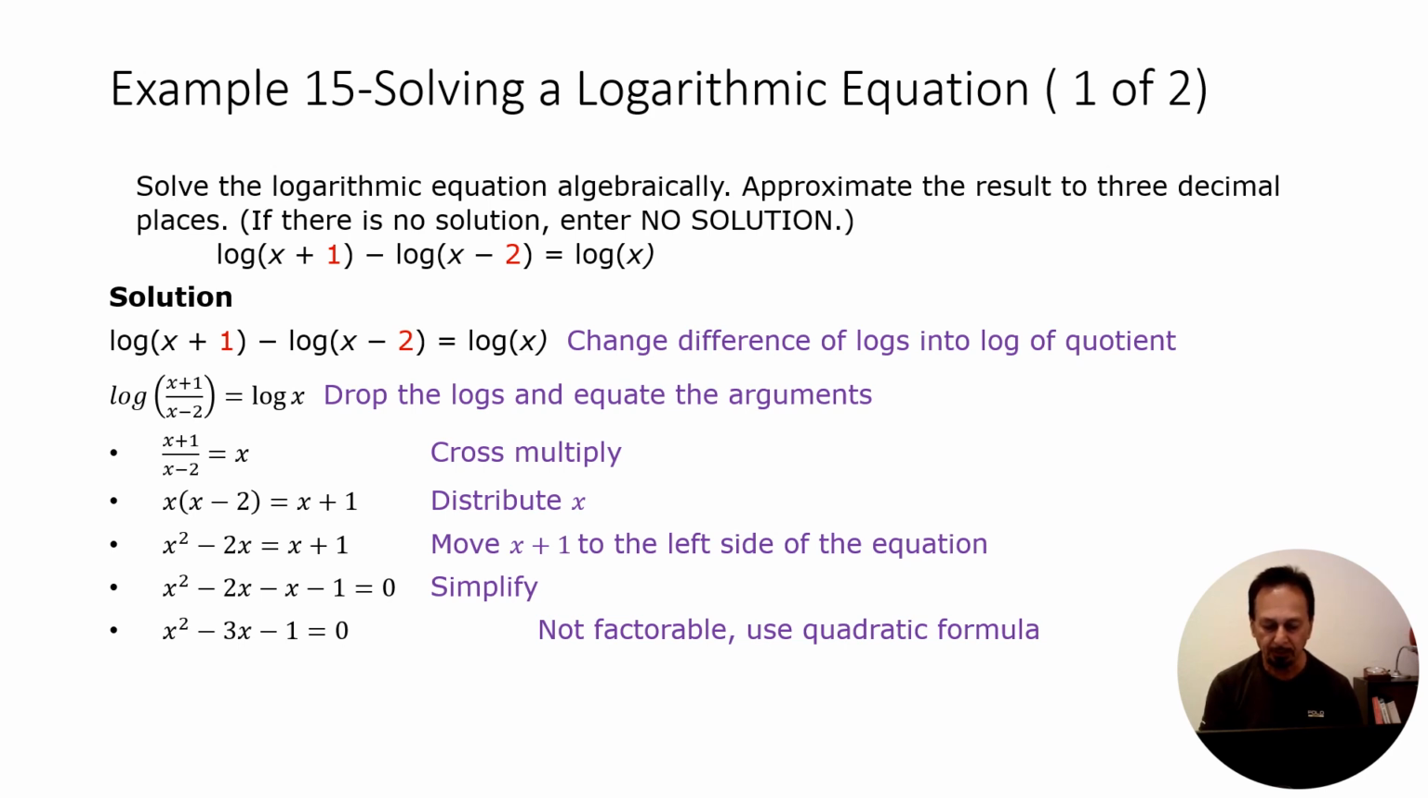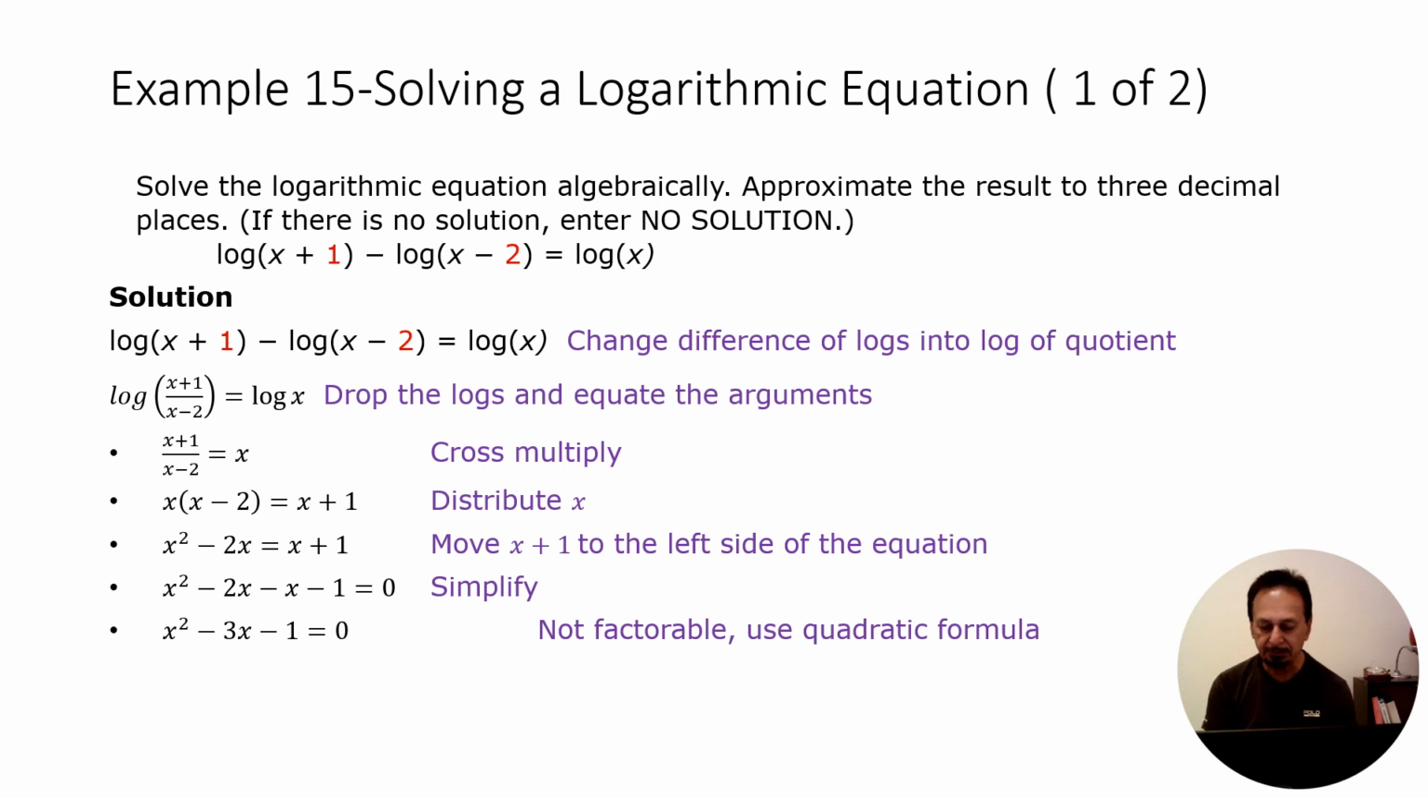So what do you see here? You have a log on both sides, and the one-to-one property says you can drop the logs and equate their arguments. So we drop the logs and write (x plus 1) over (x minus 2) equals x. And now we have a rational equation, so we can cross multiply. You multiply x with x minus 2 and x plus 1 with 1. So we have x times (x minus 2) equal to x plus 1. Distribute x, it becomes x squared minus 2x equal to x plus 1.